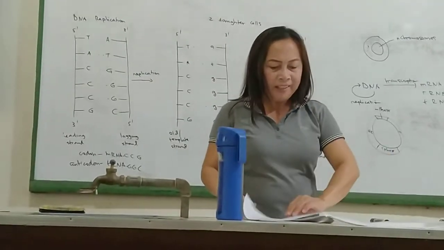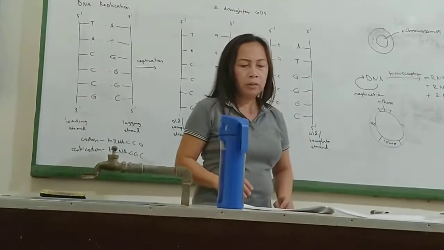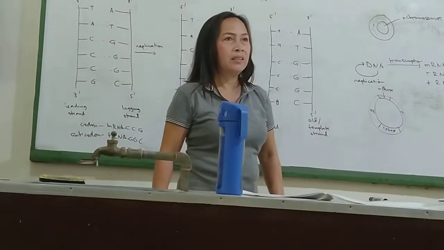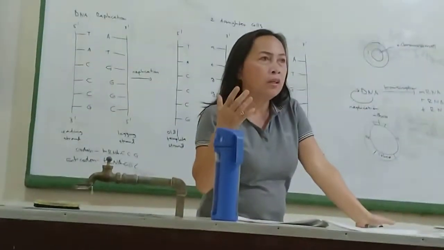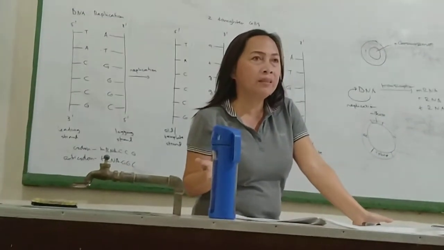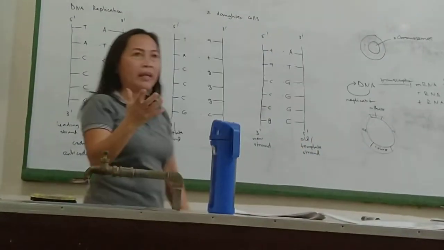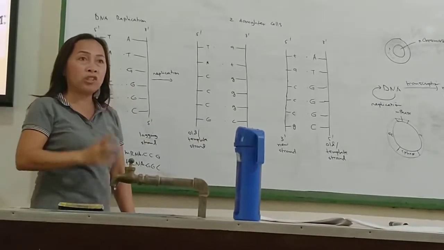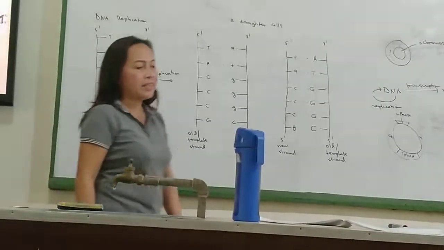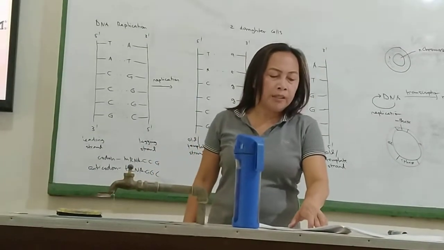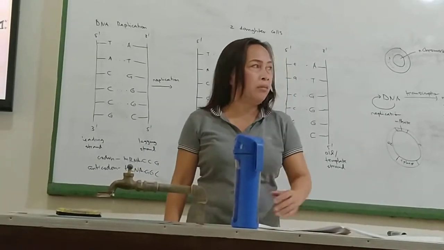Now, that's why we have this so-called proofreading. When we say proofreading, this is editing. How to edit? Through pre and post checking. That is proofreading. Okay. Now, what is then the role of these DNA polymerases 1, 2, and 3 in the proofreading?